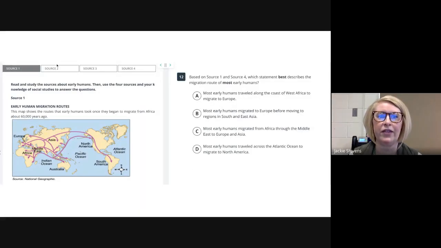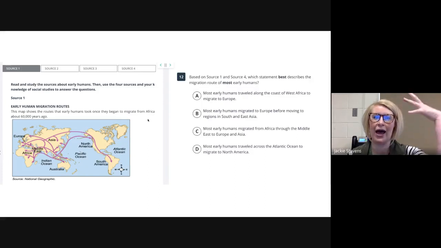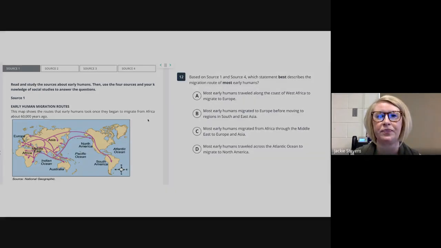Here's one where if this was live and not just a screenshot, there would be 4 different sources that I could click through, and each one had a different map or graph on it. And then you can ask a question that says based on source 1 and source 4. So that's really some upper level thinking right there. They have to look at 2 different sources and make sure that the response that they have is accurate of both sources. So an awesome way that you can get that higher level thinking for sure.